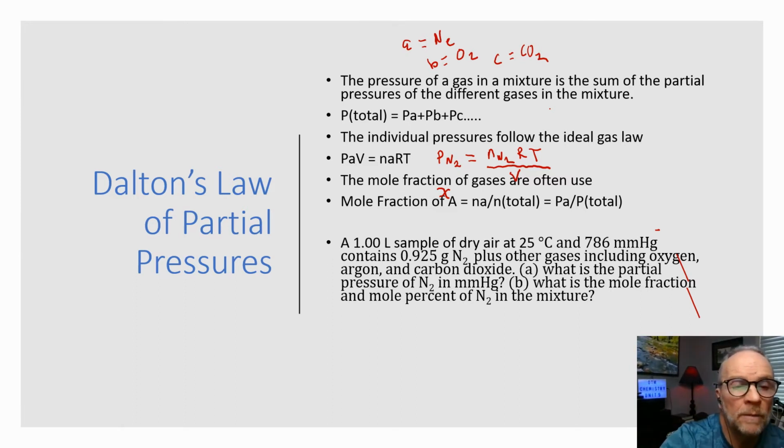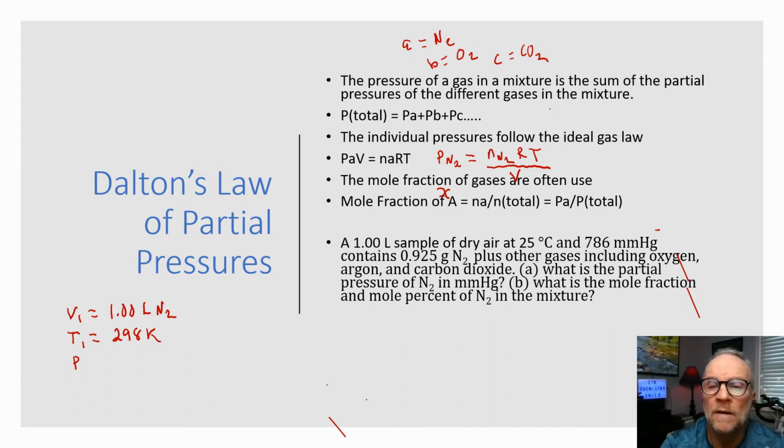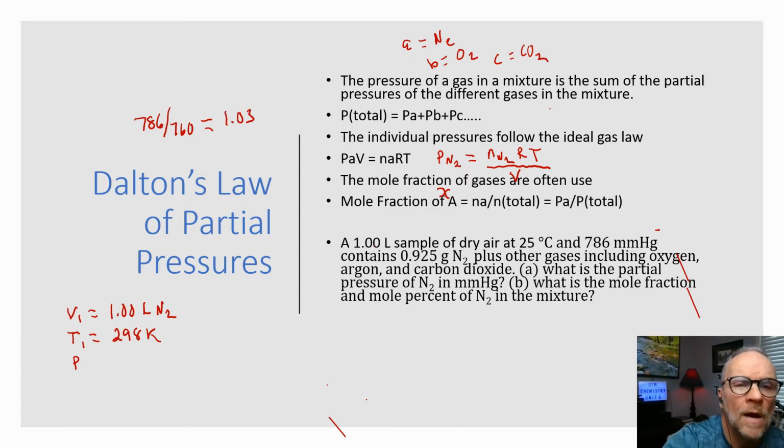So let's write down some variables here first. V1 is given to us as 1 liter of N2. We have 25 degrees C, which is 298 K. And then we got a pressure listed. The total pressure in here is 786. So 786 divided by 760. Remember, there's 760 in 1 atmosphere. And I believe when I did that, I got 1.03 atmospheres. So P1 is going to equal 1.03 atmospheres.